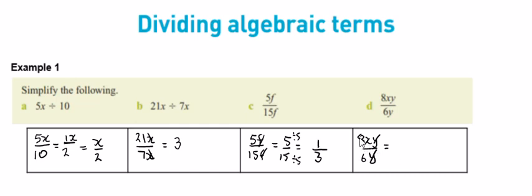Now, 8 over 6. Well, 6 doesn't go into 8, but we can simplify it. So something that's common that divides into 8 and 6 is 2. So if I divide by 2 at the top, divide by 2 down the bottom, 8 divided by 2 is 4. So I'm going to write 4x at the top, and 6 divided by 2 down the bottom is 3. So our answer is 4x over 3.